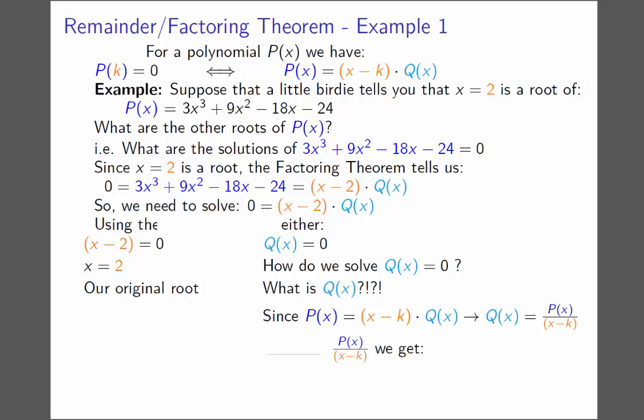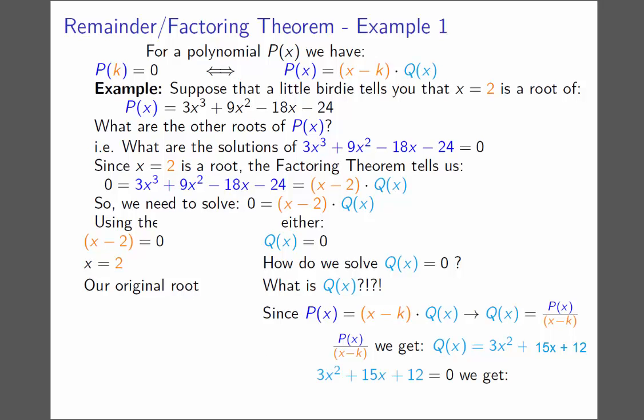Computing the long division, we get that q of x equals 3x squared plus 15x plus 12. Now, we need to solve q of x equals 0, which means that we need to solve 3x squared plus 15x plus 12 equals 0. We can do this using the quadratic formula. If you'd like to see the steps done out, you can click the purple link now.